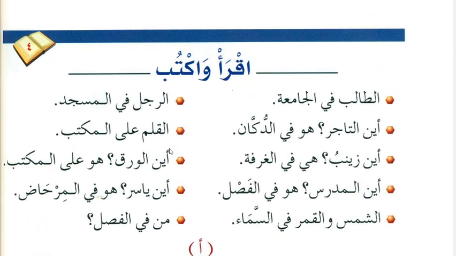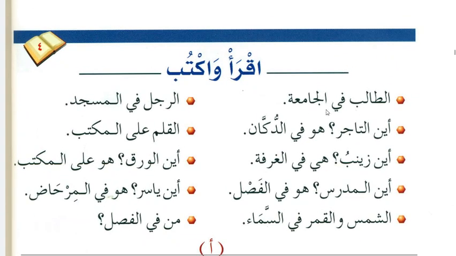Ikra waktub, read and write. At-talibu fil jamia, ar-rajulu fil masjid, aina at-tajir, huwa fid-dukkan, al-qalamu ala al-maktab. The student is in the university. The man is in the masjid. Where is the merchant? He is in the shop. The pen is on the table.